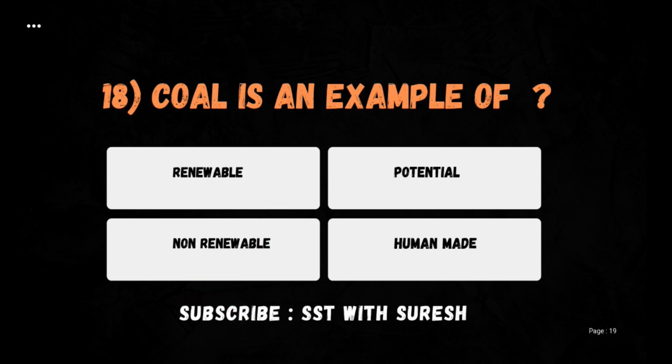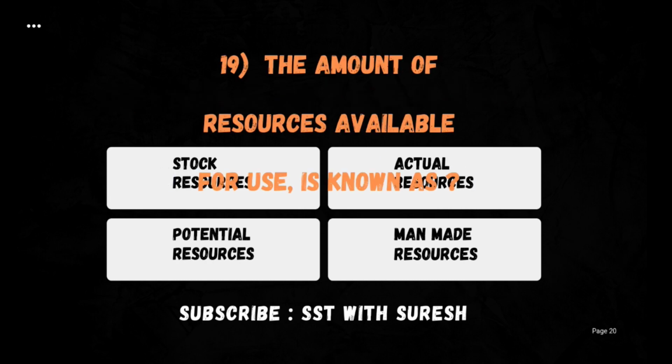Okay, next question, question number 19. The question asks: the amount of resources available for use is known as what? And the options are: A, stock resources; B, potential resources; C, actual resources; and D, man-made resources. And the correct answer for question number 19 is that the amount of resources available for use is known as stock resources.